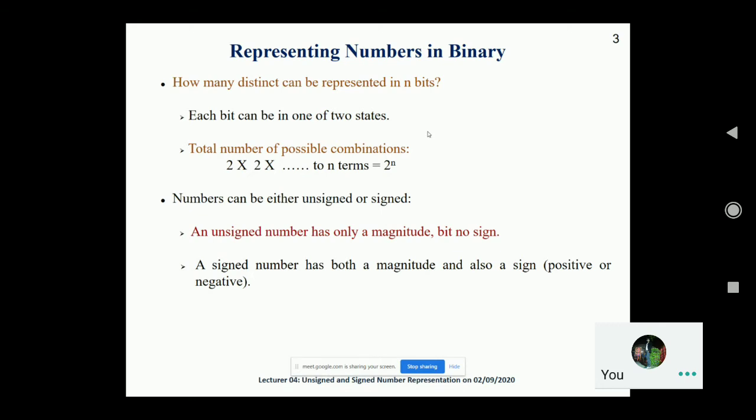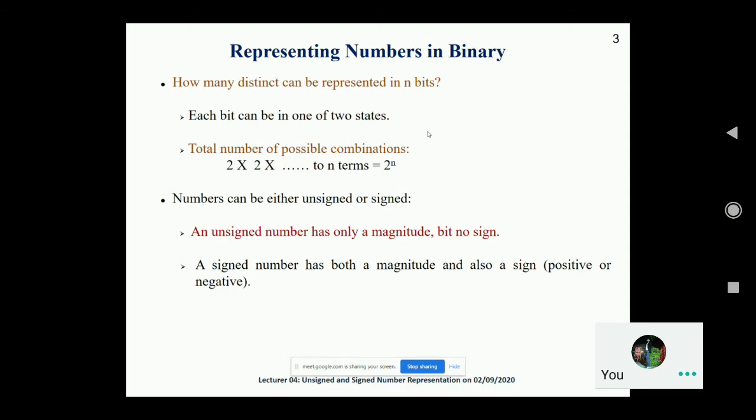Then why do we use n? Because n represents the bits. If you are using 3 bits, 2 to the power 3 equals 8. If you are using 4 bits, 2 to the power 4 equals 16. If you are using 5 bits, 2 to the power 5 equals 32. This is the basic concept. Till now we have not discussed signed and unsigned numbers. This particular concept you have to remember.